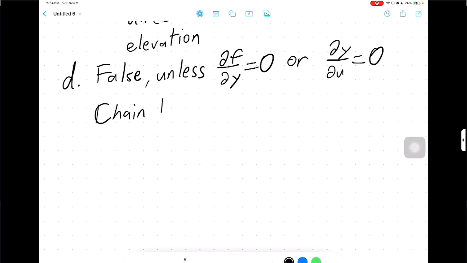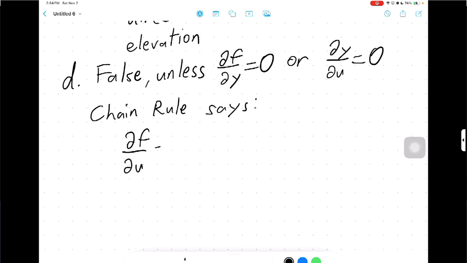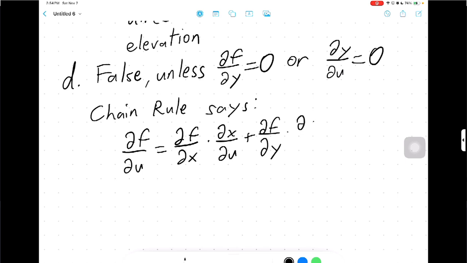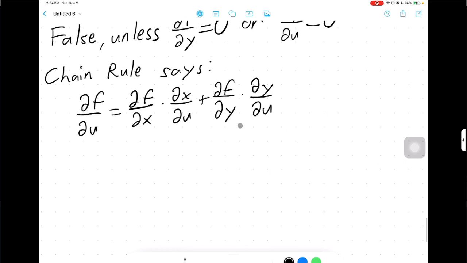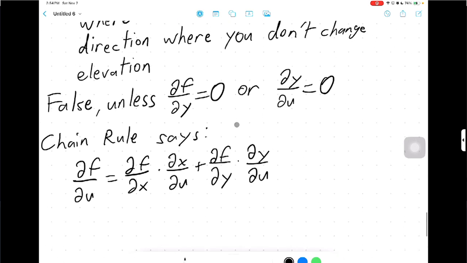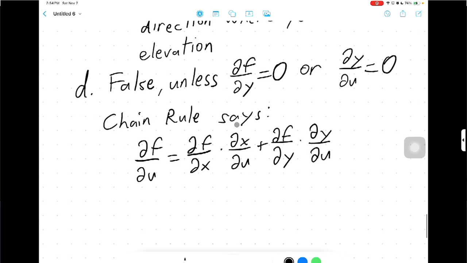Remember your chain rule. I'm going to make this look a little bit better. Chain rule says partial f with respect to u is partial f with respect to x, partial x with respect to u, plus partial f with respect to y, times partial y with respect to u. Like this. If any one of these two is 0, the original one satisfies this. But in general, this is false.